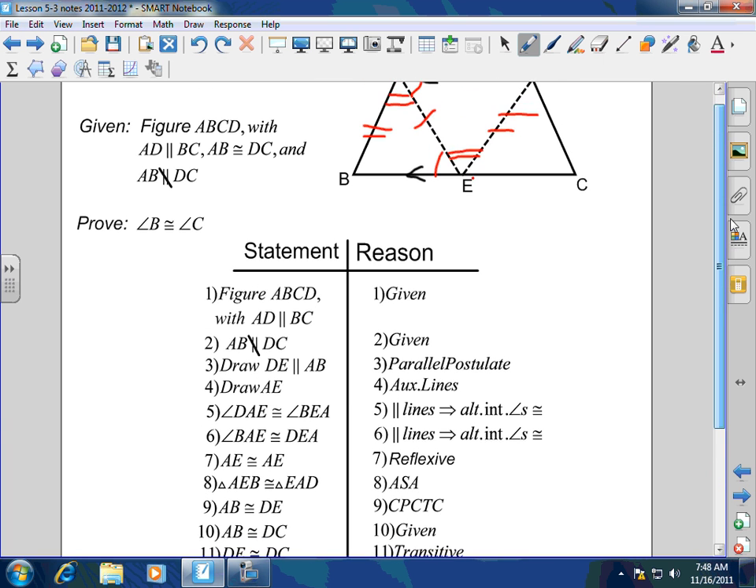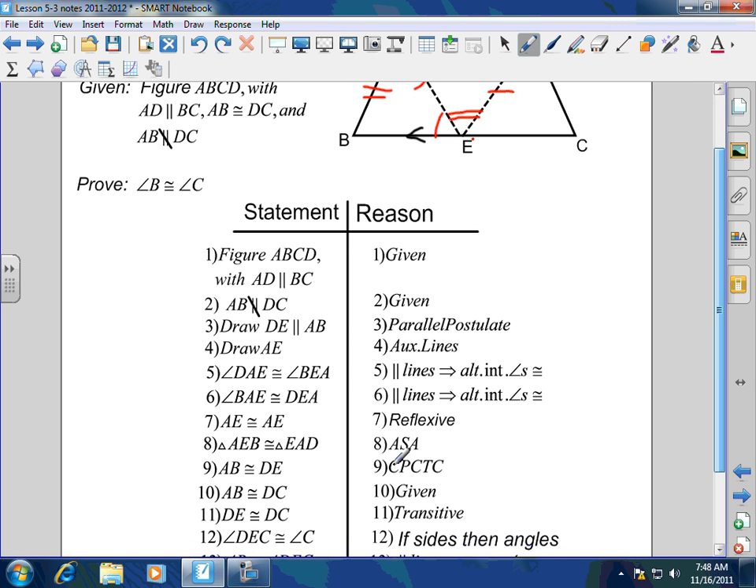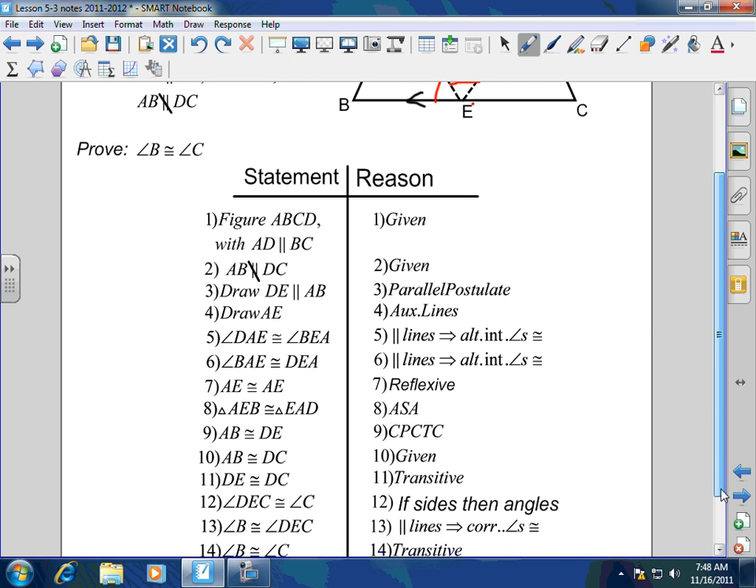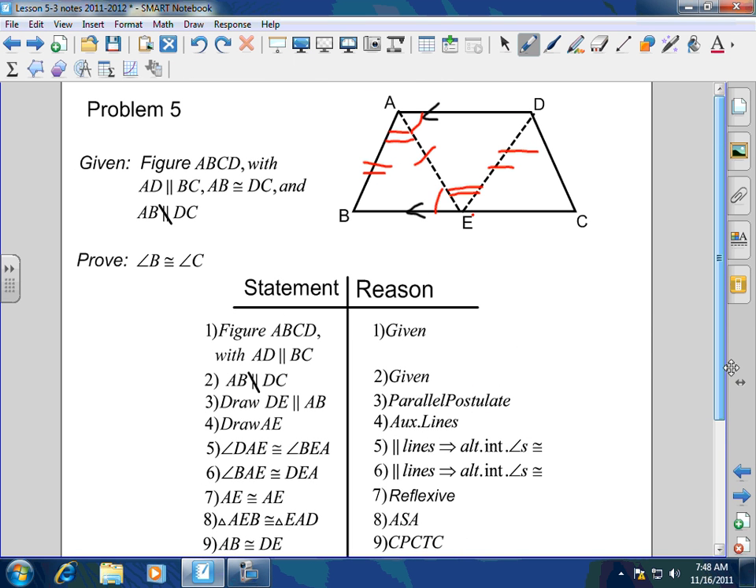Now from there, AB is congruent to DC because it's given. So therefore, if AB is congruent to DE and AB is congruent to DC, DE is congruent to DC because of the transitive property. Then angle DEC would be congruent to angle C. Angle DEC, this guy over here, is congruent to angle C because if sides, then angles. We already proved that DE was congruent to DC because of the transitive property. So if sides, then angles.